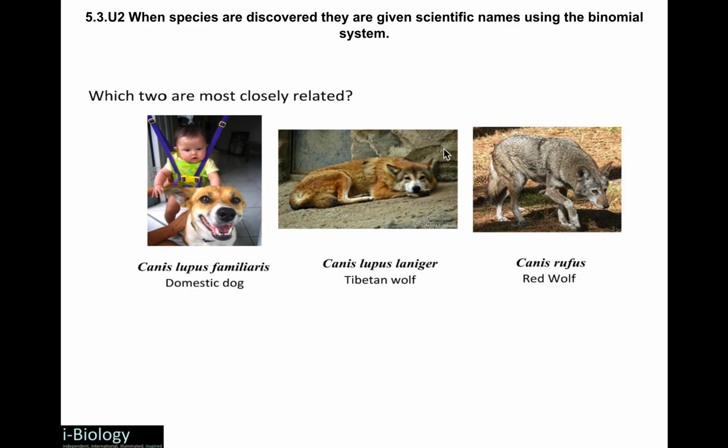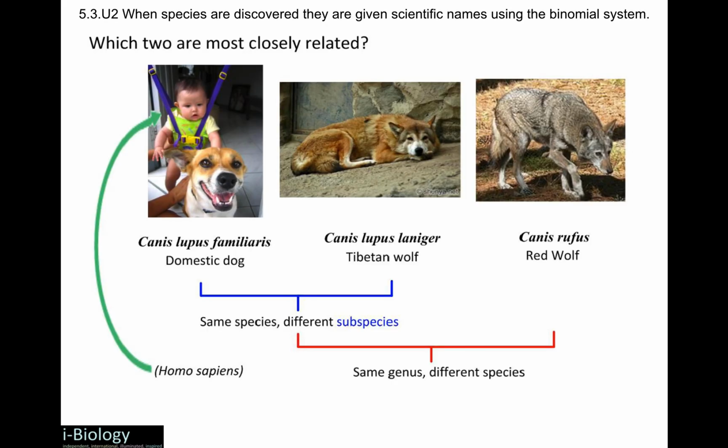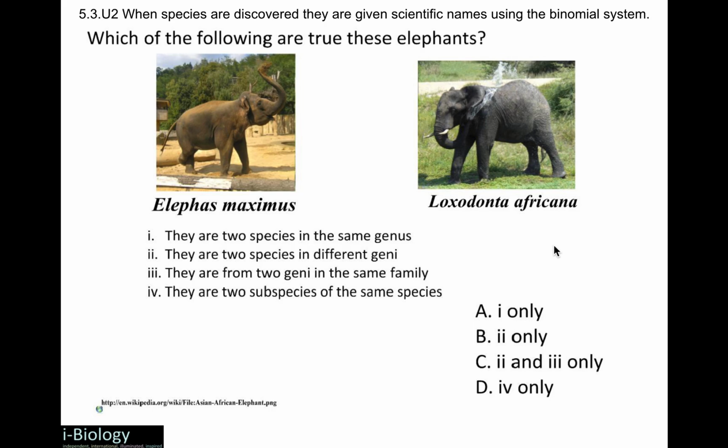What about here? Which two are most closely related? Take a moment, think about it. And hopefully you got it correct. You'll notice that these two are more related because they have the same genus name, Canis lupus, in front of it, though they are different species. And this one has a different genus from these two, so it's not as related to the Canis lupus.